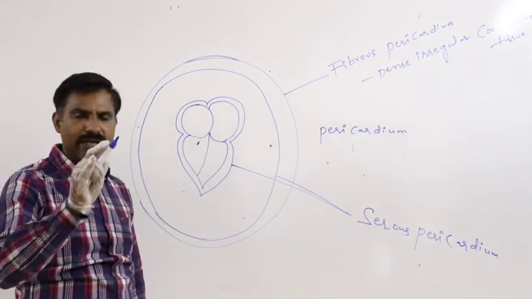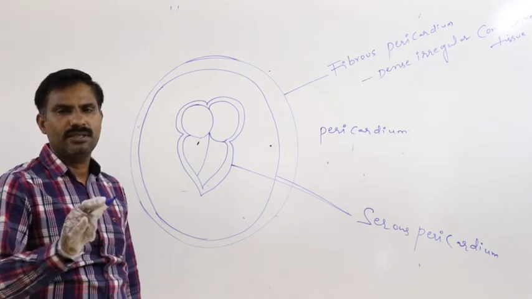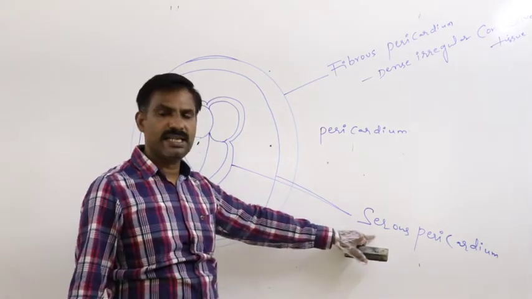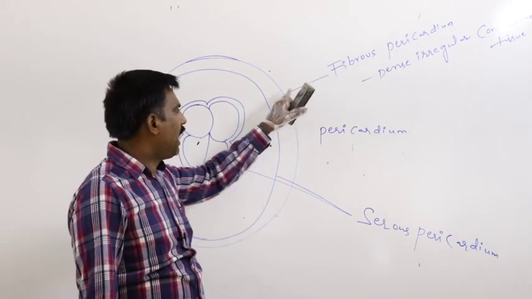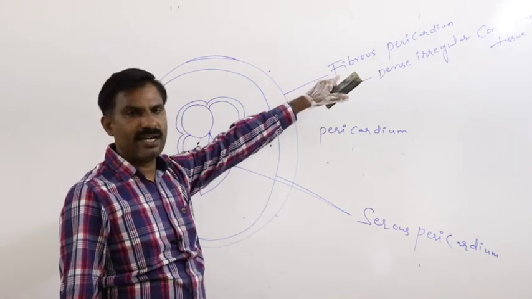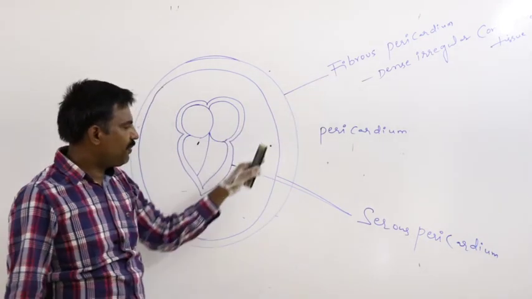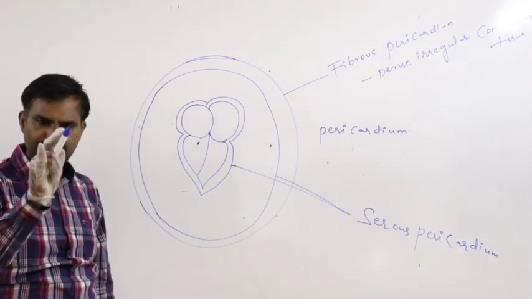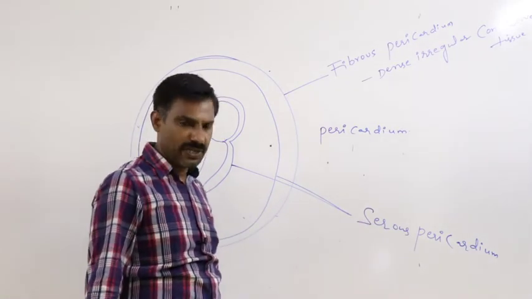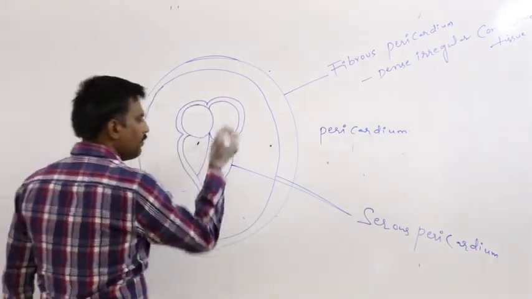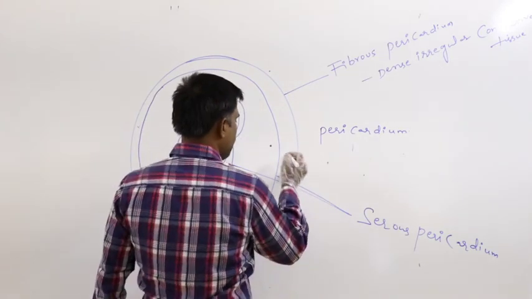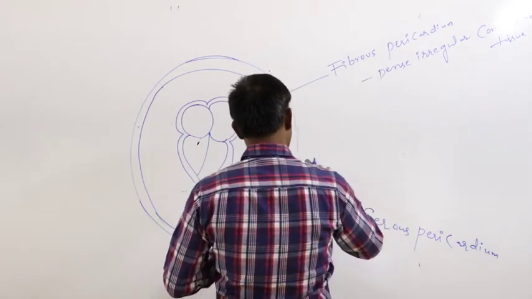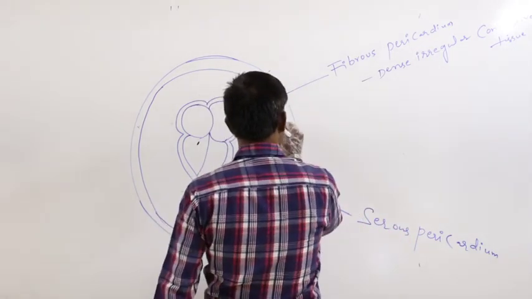The inner pericardial membrane, which is made up of two layers, is the serous pericardium. The outer pericardial layer is the fibrous pericardium. Below the fibrous pericardium, the two-layered membrane present is the serous pericardium. Of this serous pericardium, the outer layer is said to be the parietal serous pericardium.